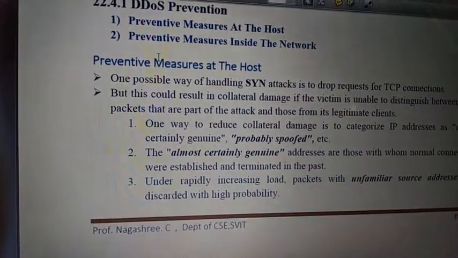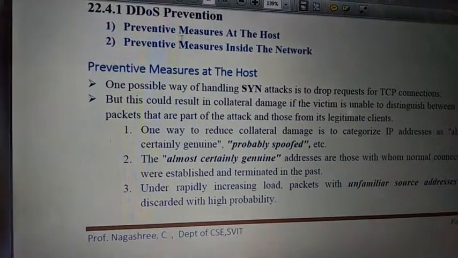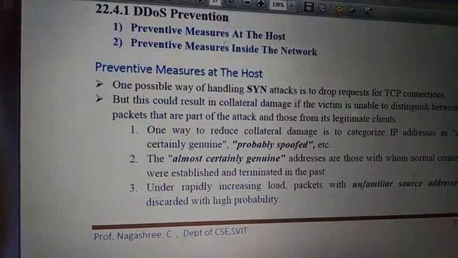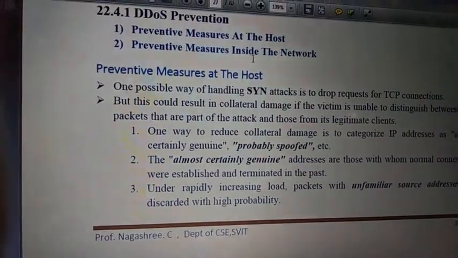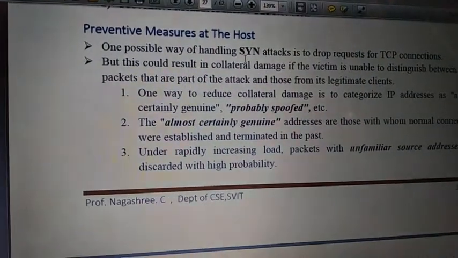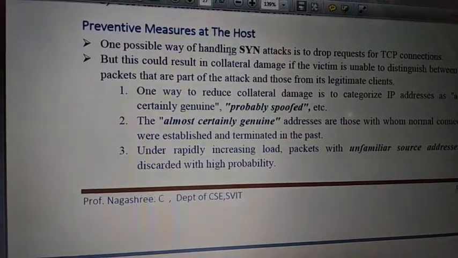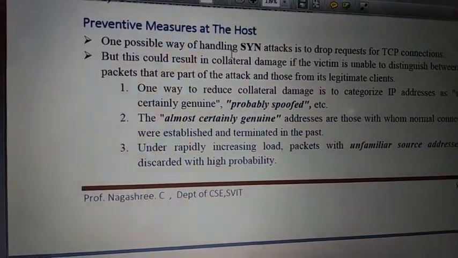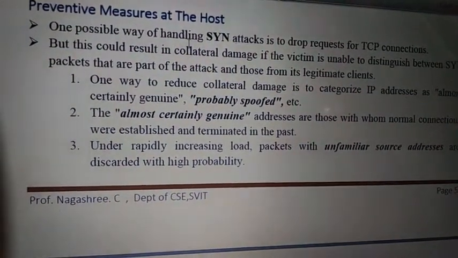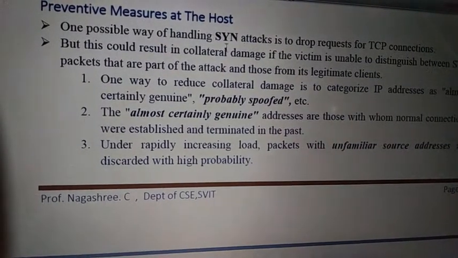So how can we do DDoS prevention? The first is preventive measures at the host, which we call the victim, and the second is preventive measures inside the network. That means how to identify whether any packet coming from or going to the host, or from a network, is from an intruder, whether it is an attack or not, right? So one possible way at the victim or host is handling SYN attacks.